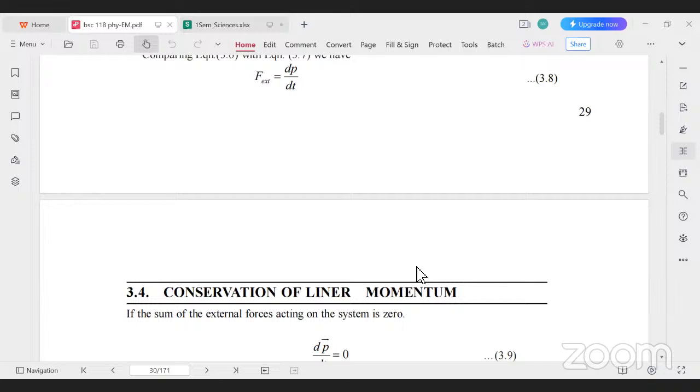What is meant by conservation? Please tell me, anybody. Conservation means it will always be the same. It will conserve the amount, it will keep it like that only. It will not change with time. Okay, yeah, correct. In physics terminology, what can we say?